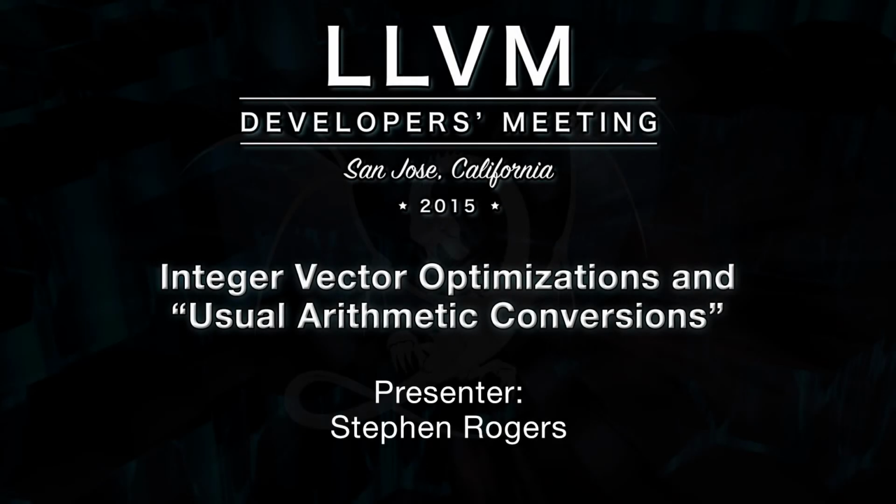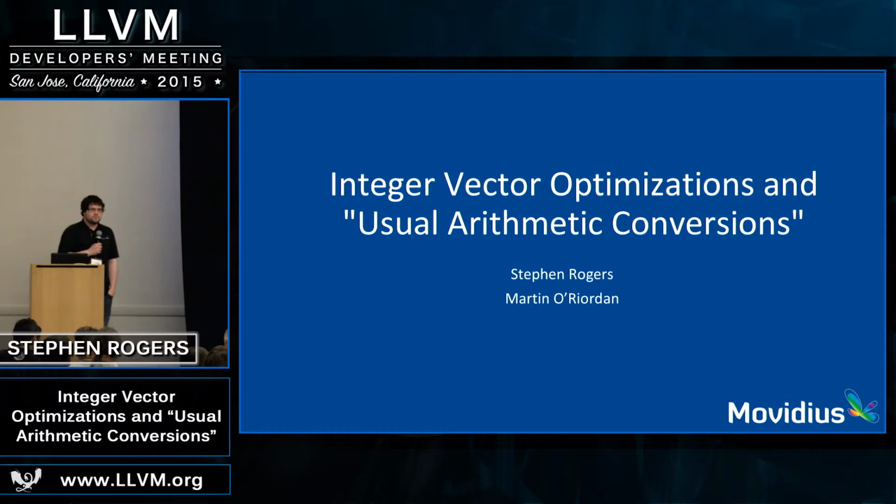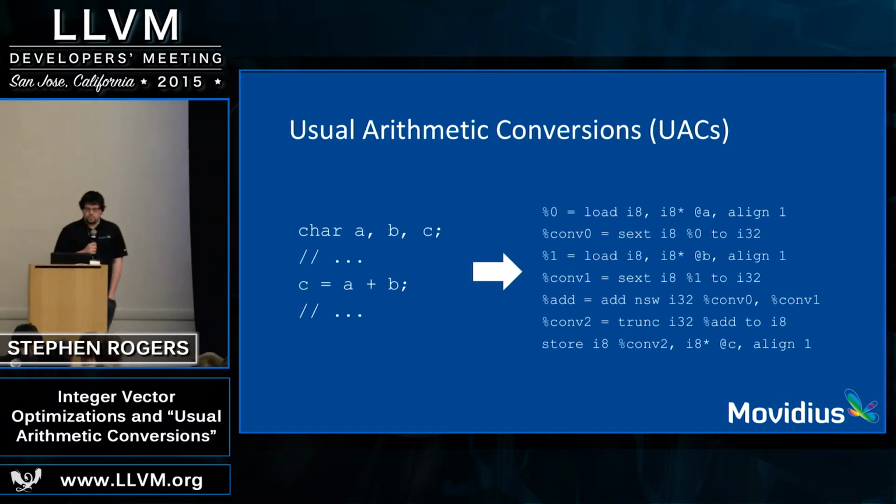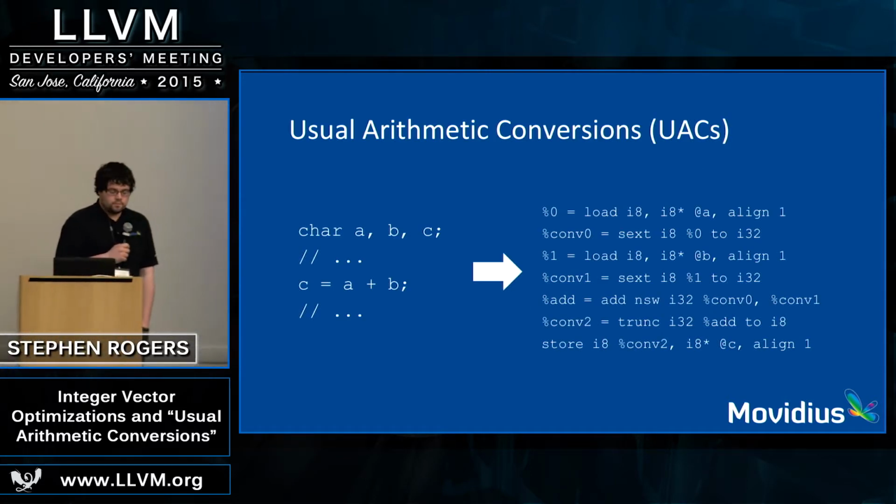Hi, I'm Stephen. I'm going to talk to you today about integer vector optimizations, specifically auto-vectorization, and how it's affected negatively by usual arithmetic conversions in C and C++. So to start, I'll just describe what usual arithmetic conversions are.